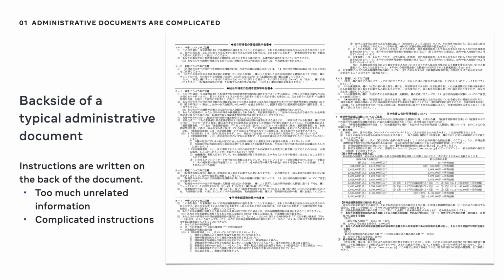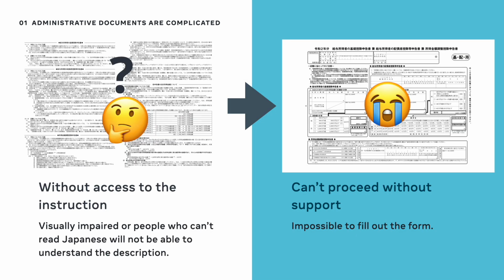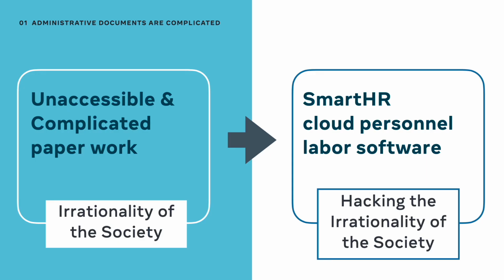But as you can see from the amount of text at a glance, the specifications are very complicated and very hard to understand. For example, those who are visually impaired or people who do not speak Japanese will not be able to understand the instructions, thus making it impossible for them to solve the problem on their own. This is a situation where the person is burdened with the irrationality of society.